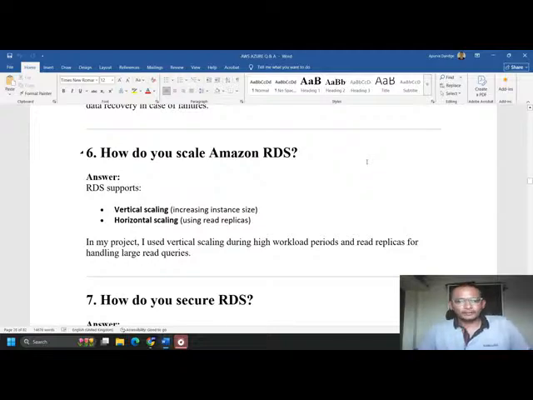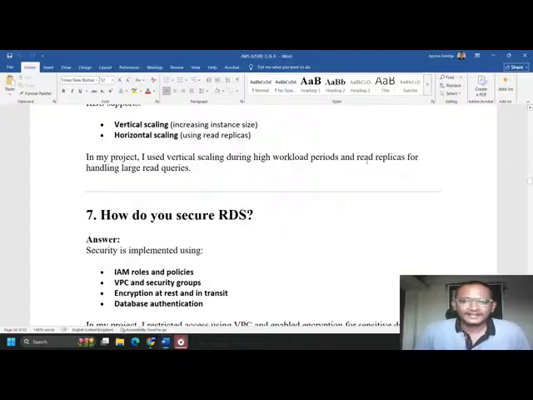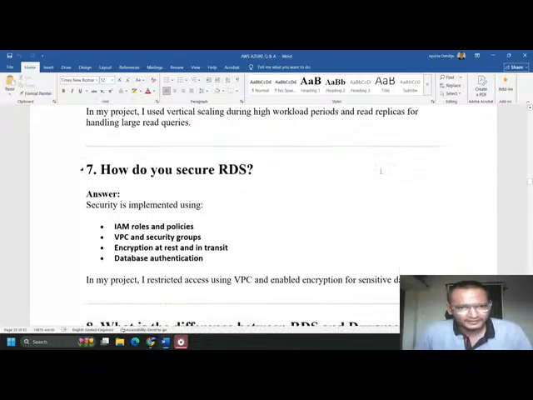How do you scale Amazon RDS? RDS supports vertical scaling, increasing the instance size, and horizontal scaling, using read replicas. In my project, I used vertical scaling during high workload periods and read replicas for handling large read queries.